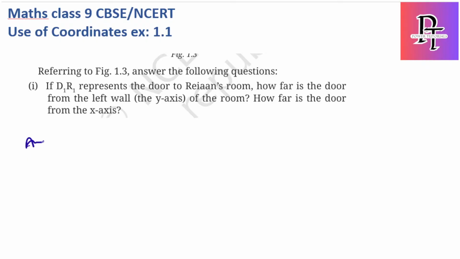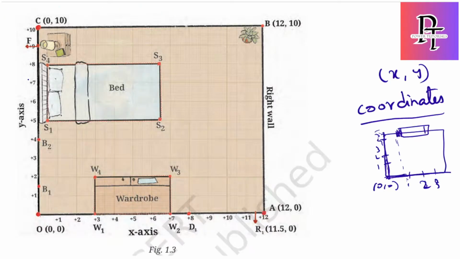First one, if D1 R1 represents the door of Rian's room, how far is the door from the left wall, the y-axis of the room? How far is the door from the x-axis? So D1 R1 they're talking about. How far is the door from the left wall? So this is the left wall, which is the y-axis. So from the y-axis, what is the D1 position?